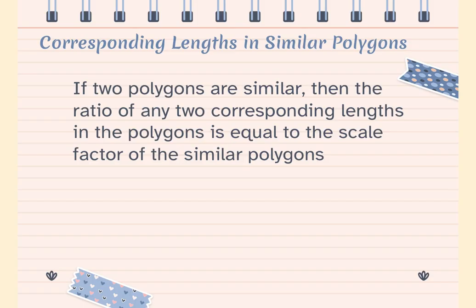All right, so the corresponding lengths in similar polygons is basically what we just said. If two polygons are similar, then the ratio of any two corresponding lengths in the polygons is equal to the scale factor of the similar polygons, and also what we just discovered, which was the perimeter. You're going to see that. Let's look at the theorem. It's going to come up in 2 seconds.